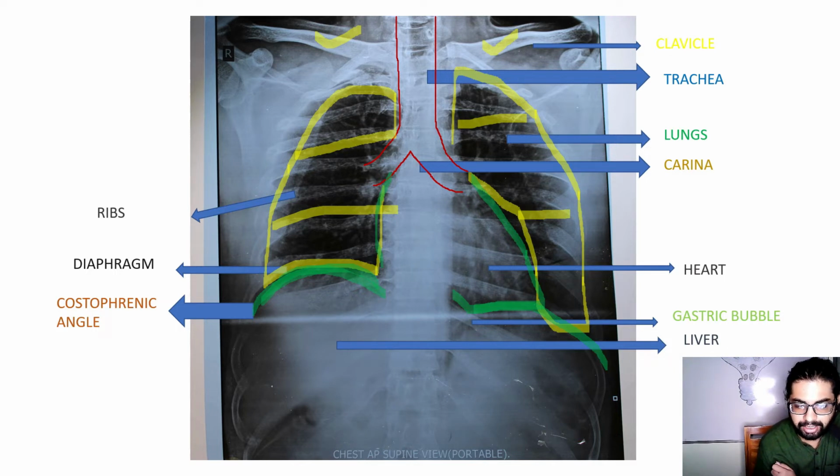The trachea divides into 2 parts. This is called the right primary bronchus, and this is the left primary bronchus. And in between this is called carina. These are the ribs which are visible.